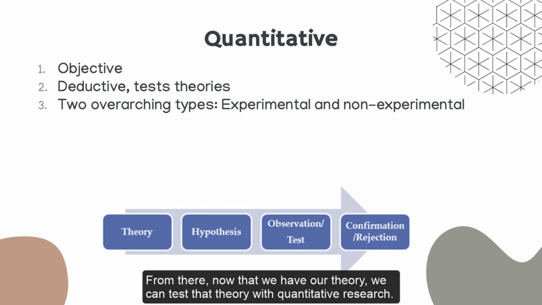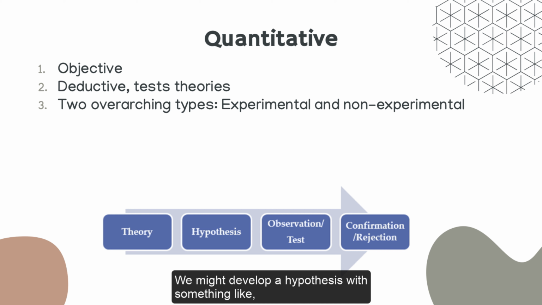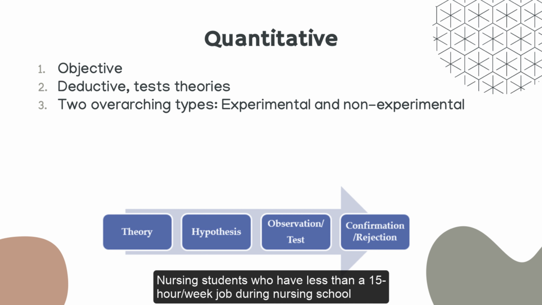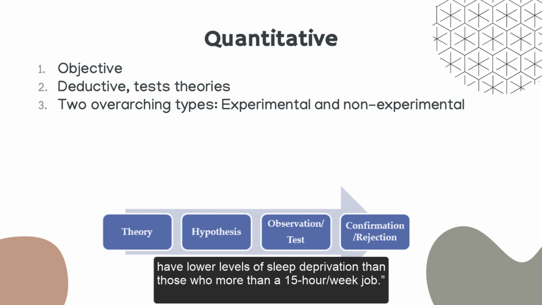From there, now that we have our theory, we can test that theory with quantitative research. We might develop a hypothesis with something like nursing students who have less than a 15-hour-a-week job during nursing school have lower levels of sleep deprivation than those who maybe work more than a 15-hour-a-week job.